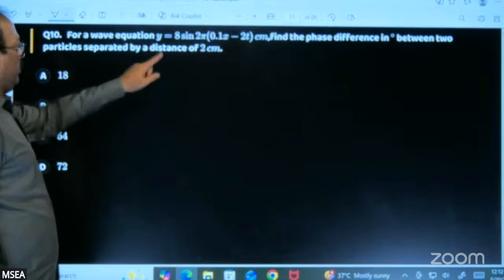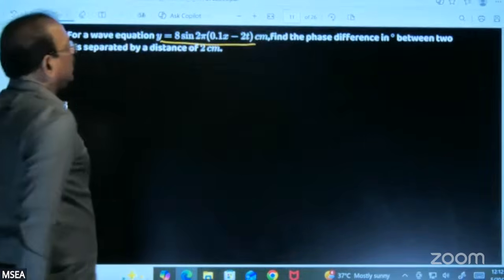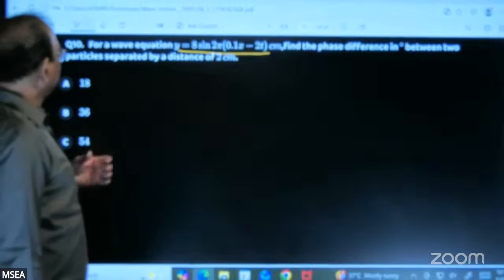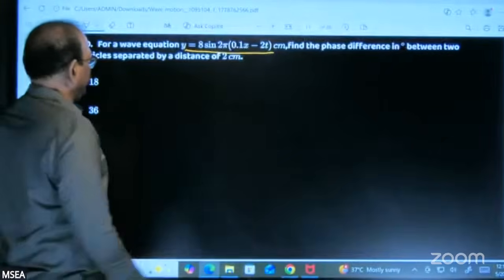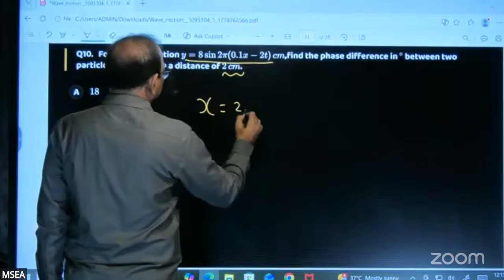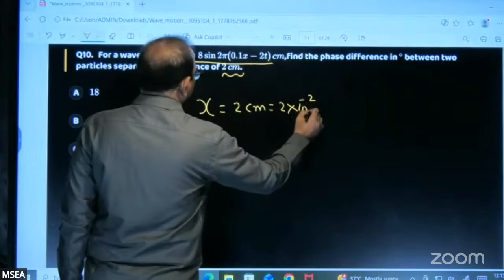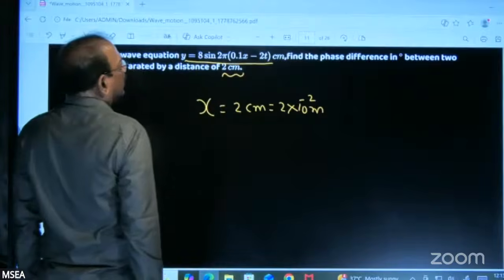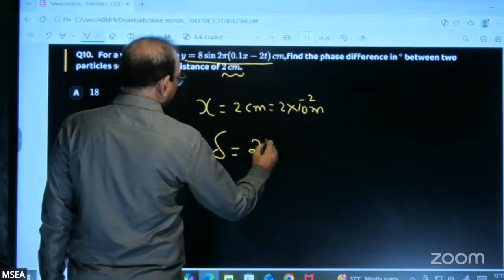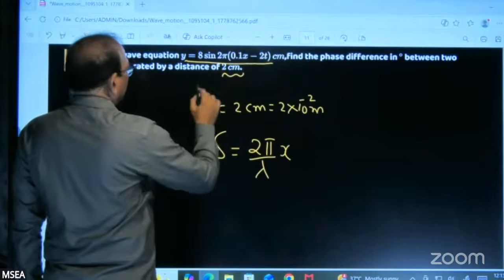Next, for a wave equation, y equal to 8 sine so and so, find the phase difference between two particles separated by 2 centimeter. This 2 centimeter is the path difference, and it is asking for the phase difference. Lambda you have to find.